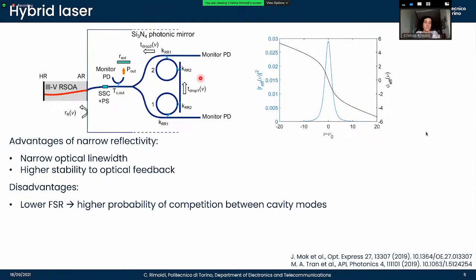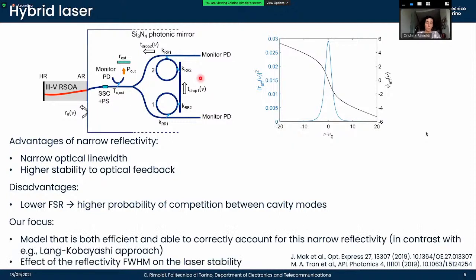Now, a narrow reflectivity implies a narrow optical linewidth and a higher stability towards optical feedback. However, it also implies a lower free spectral range, and therefore also a higher probability of competition between cavity modes. Our focus in this work will be therefore to utilize a model that is both efficient and able to correctly account for this narrow reflectivity, in contrast, for example, with a Lang-Kobayashi approach. And we will be studying the effect of the reflectivity FWHM on the laser stability.